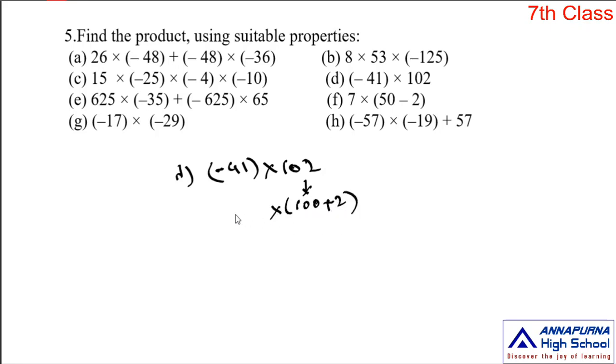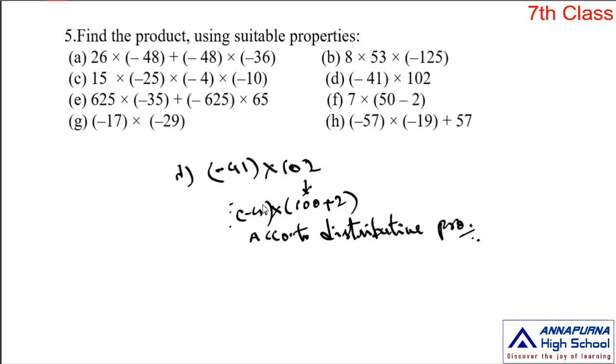Now observe this one. Minus 41 into 100 plus 2. According to what property? This one into this one plus this one means A into B plus C. What is the property? Distributive property, according to the distributive property of multiplication of integers.